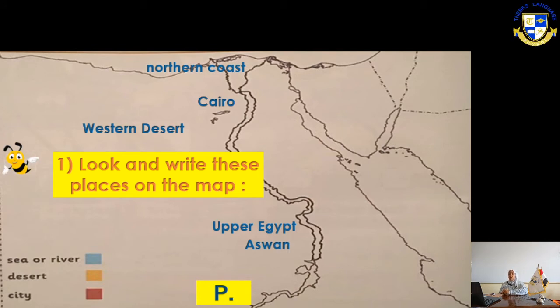In the map, you have some squares: a blue square, an orange square, and a red square. The blue places refer to seas or rivers. The orange places refer to the desert, and the red places refer to cities.